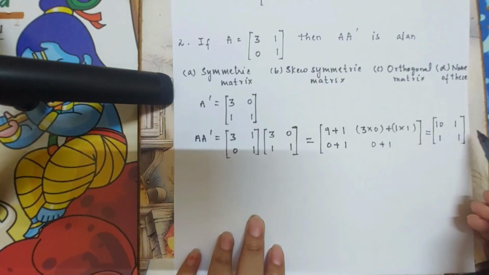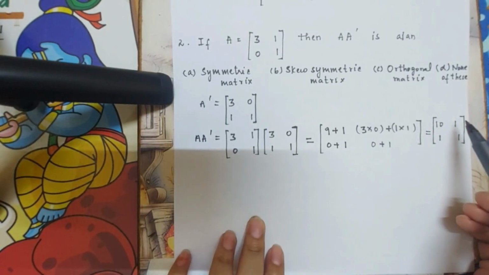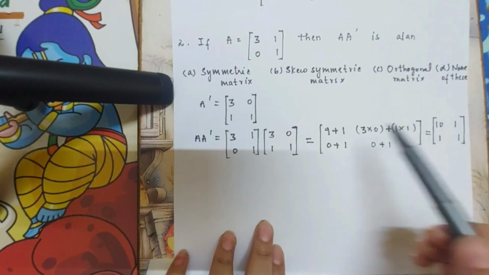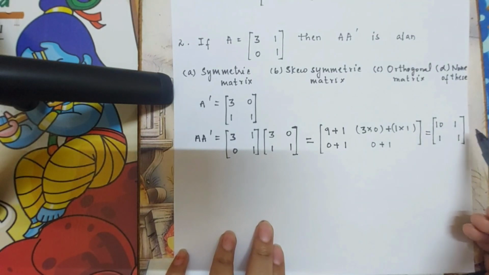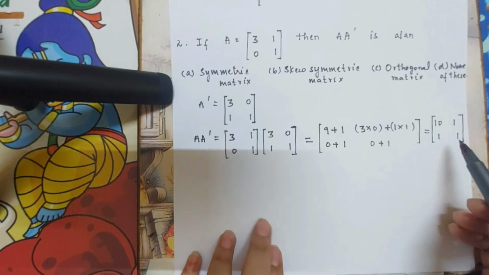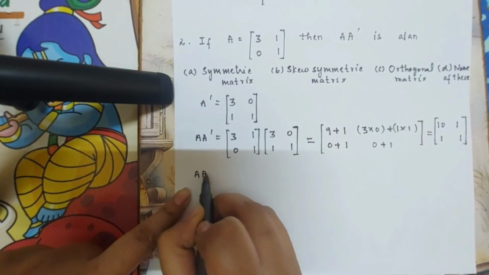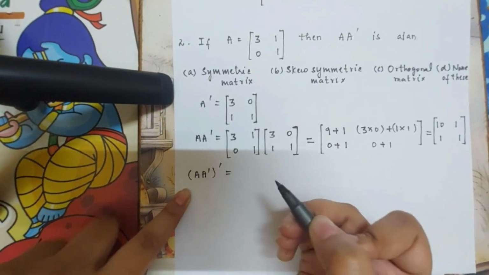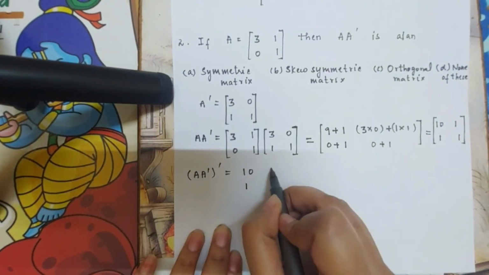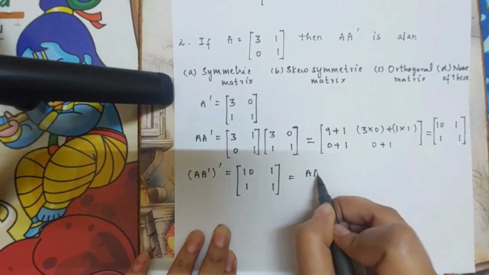Now if we observe this matrix, we should tell whether it is symmetric, skew symmetric, orthogonal or none of these. So if I want to tell whether this matrix is symmetric, even if I take a transpose of this matrix, I should be getting the same. So let us first take the transpose of it. So if I take the transpose, what do I get? This is [10, 1; 1, 1]. Now this is again equal to the original.